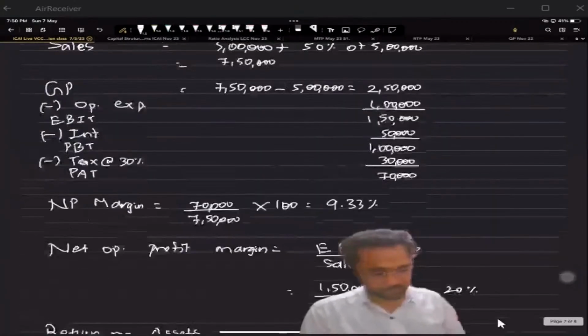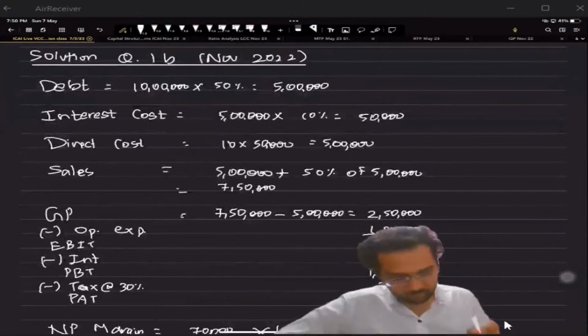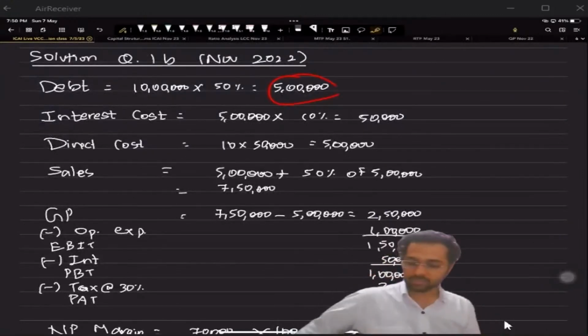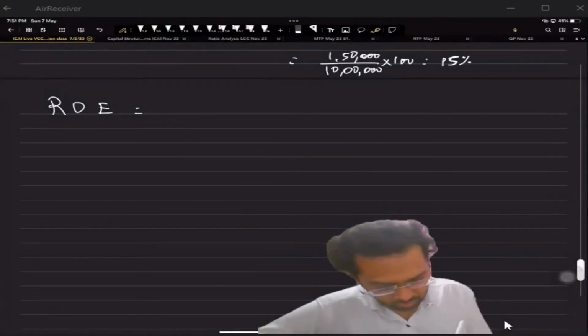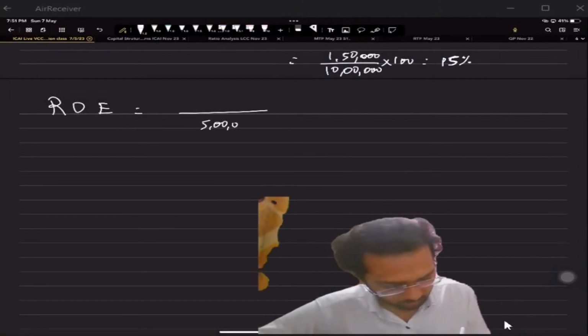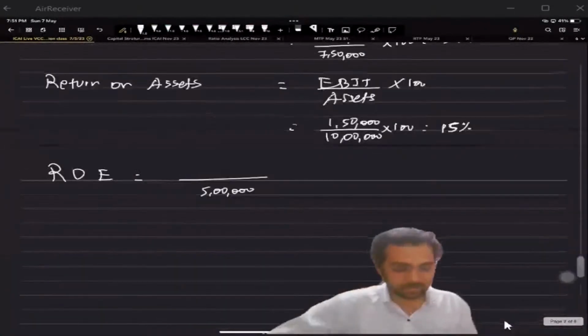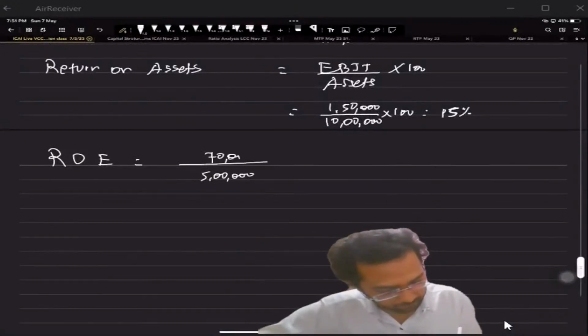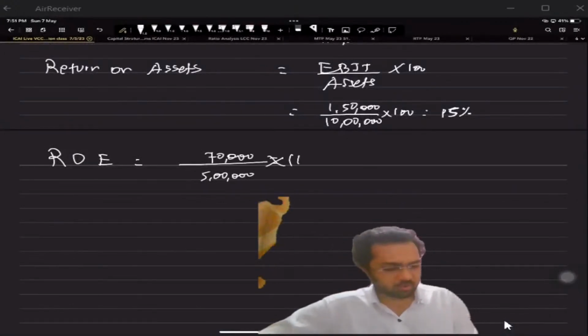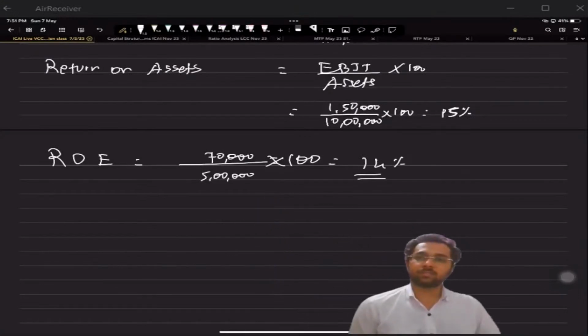Return on equity. So what is the amount of owner's equity? Because you have the debt as 5 lakhs out of total assets. If debt is 5 lakh, the remaining 5 lakh is going to be equity. So on this equity of 5 lakh, you're having a return, which is PAT, right? So 70,000 divided by 5 lakh into 100, that works out to be simply 14%. So again, pretty simple.